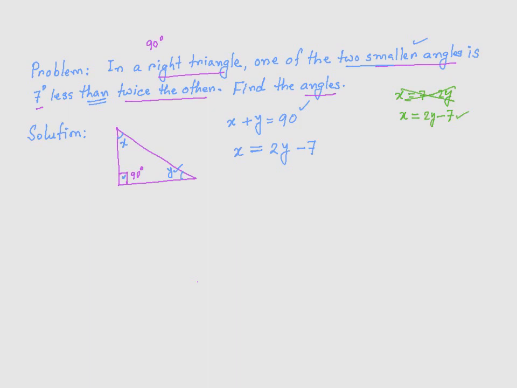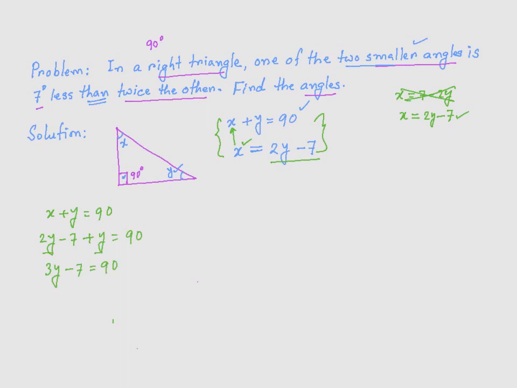So we have two equations and two unknowns. We can just solve it as it is. The equations are basically screaming for the substitution method. I have in the second equation X is equal to 2y minus 7. That means it is already solved for X. All I am going to do is take this and plug it into the other equation. So X plus Y is equal to 90, and my X is, by the way, 2y minus 7. 2y minus 7 plus y is equal to 90. 2y plus y is 3y minus 7 is equal to 90.